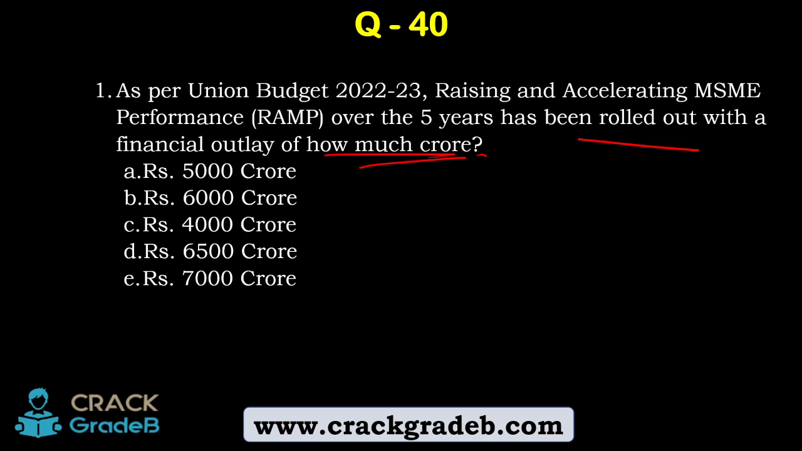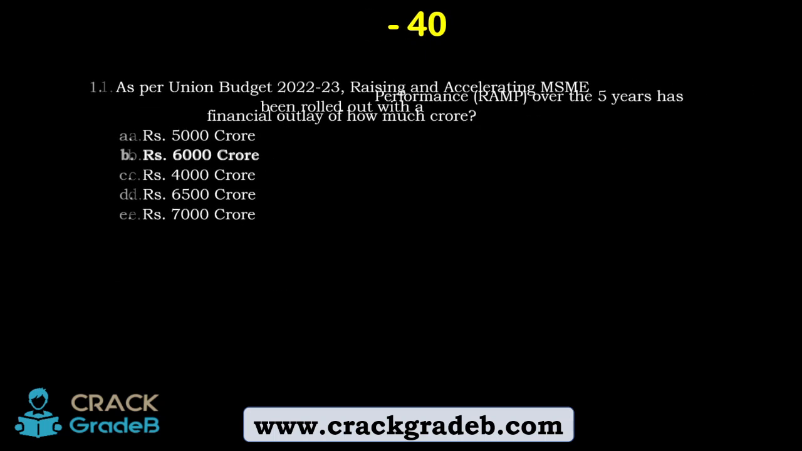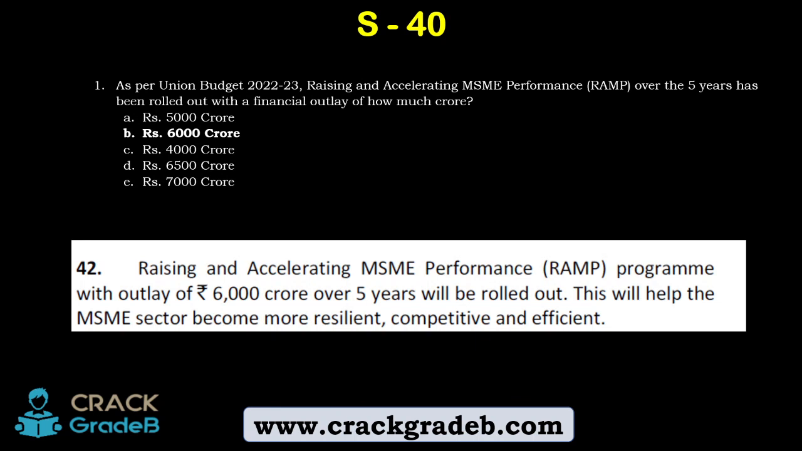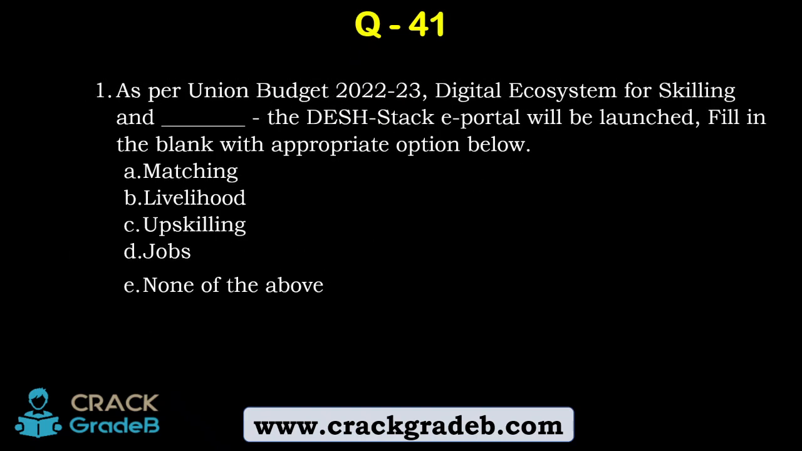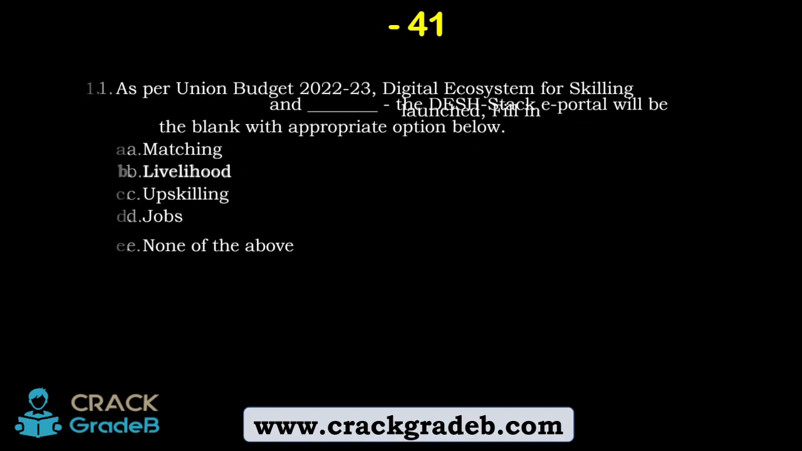There is a lot of information. How much information can you see, mark as important, and recall? So it's 6,000 crore over the next 5 years. Then, as per the Union Budget, a digital ecosystem for skilling and livelihood, the DESH-Stack e-portal.